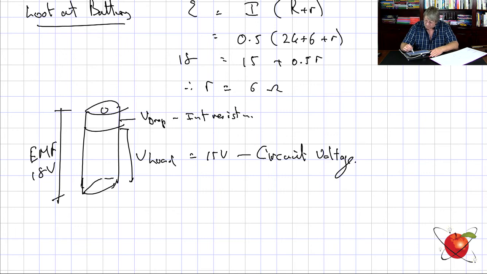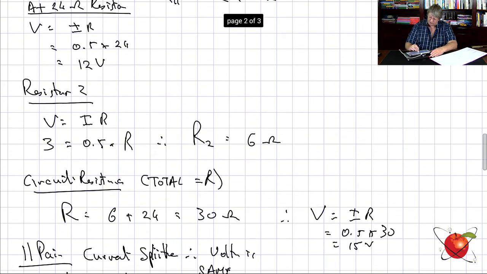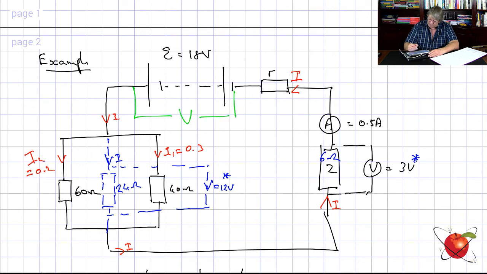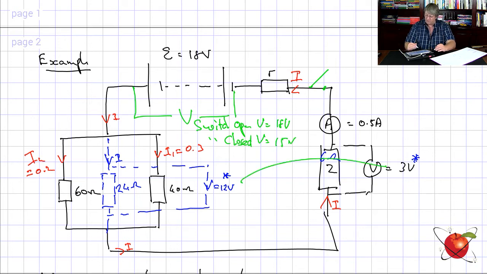If we put a voltmeter across the battery, let's do it in green. If I had a V over there, and we have a switch here, let's say with the switch open, V equals 18 volts. And with the switch closed, V equals 15 volts, which is the sum of those two. In other words, the voltage under load of the circuit.